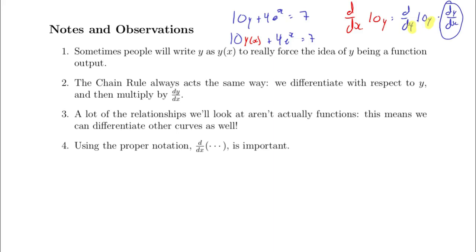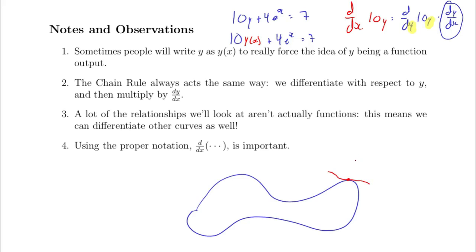A lot of the relationships that we'll look at aren't actually functions, and that means that we can differentiate curves that aren't functions, right? That means we could look at some sort of a curve that looks like this, and we could find a derivative, and maybe what that means is we could find slopes of tangent lines. Oof, that's not a very good straight line. We'll look at that in our next video. We'll try and actually use this to do the things that we expect derivatives to do.